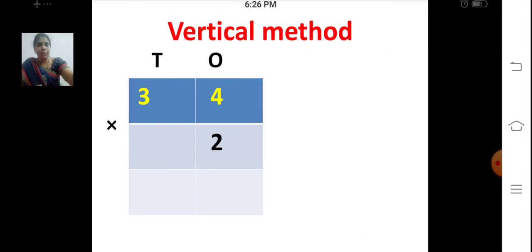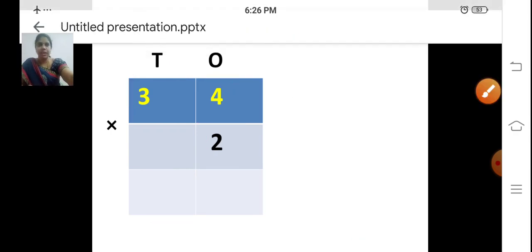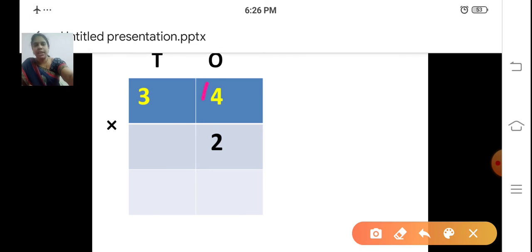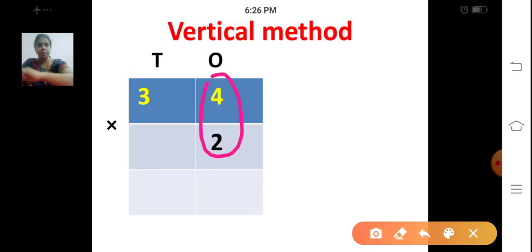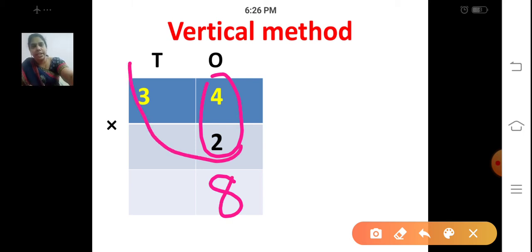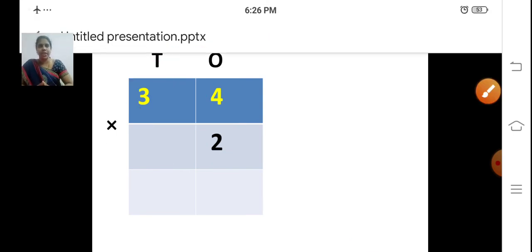So you know how to multiply, right? Vertical method of multiplication. First, multiply the digit at the ones place by 2. Write the answer below. 4 2s are 8. Now, multiply the digit at the tens place by 2. 3 2s are 6. What is the meaning? 3 tens into 2, so 6 tens. So write 6 in the tens place. So you know how to multiply a 2-digit number by a single digit number, right?